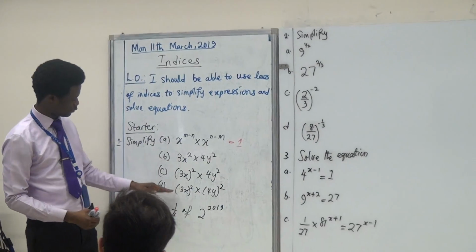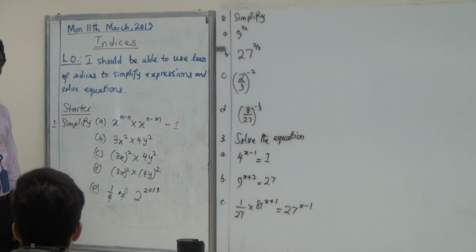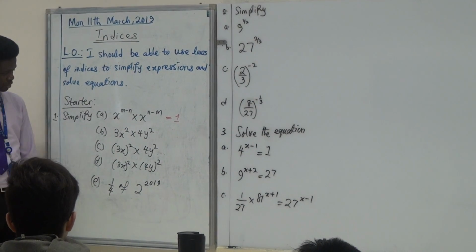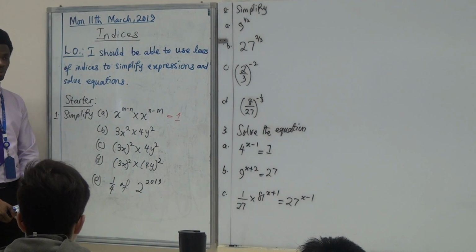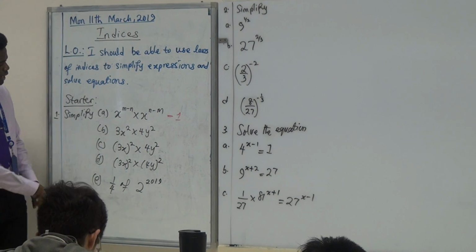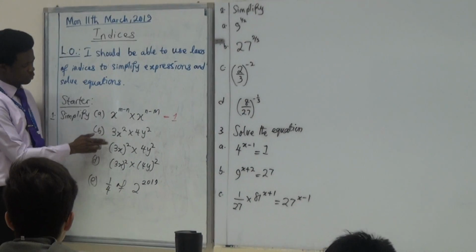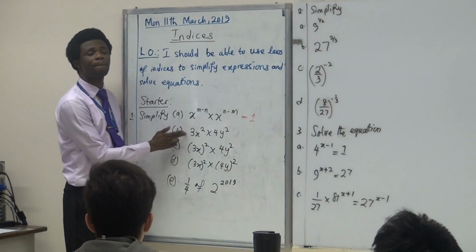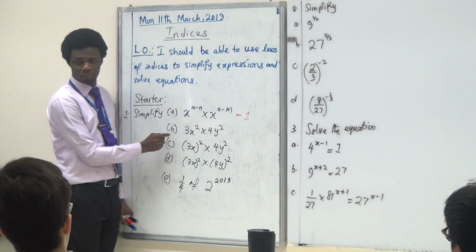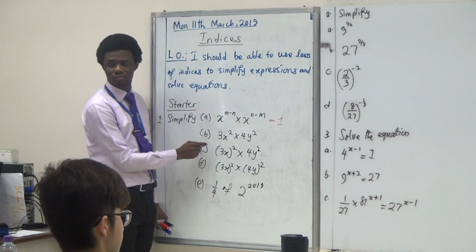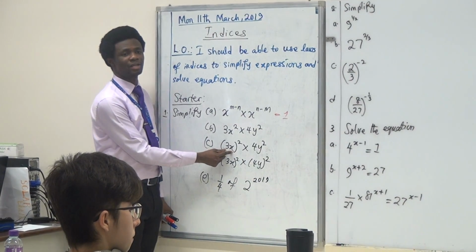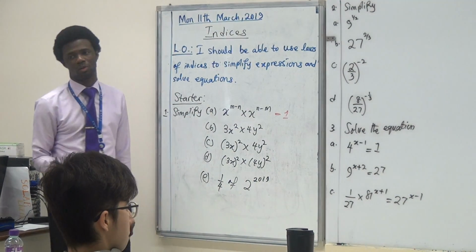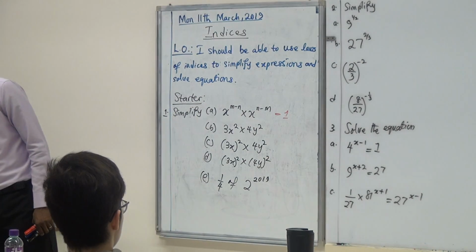And this, is there any difference between B and D? What do you notice? The brackets. Okay? So what happens here? Why is it different from this? Because in B only x is squared. Only x is squared? Yeah, but here, both the 3 and the x are squared. I mentioned that is one of the laws. Which law is that? That's law number 4.